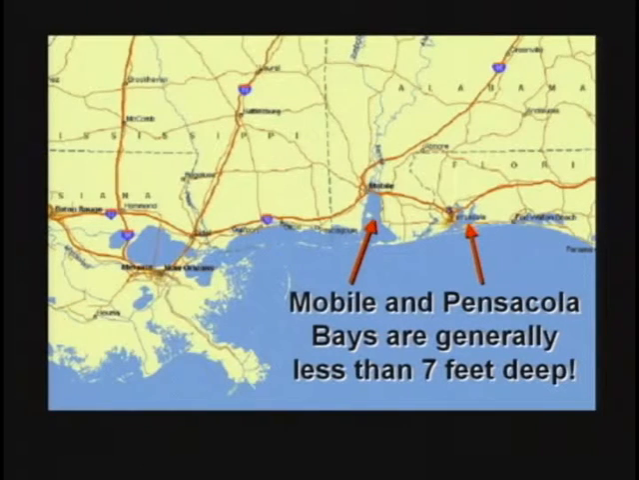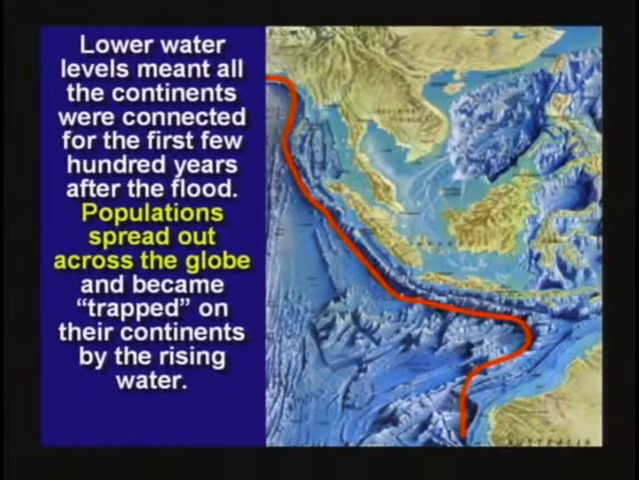Pensacola Bay and Mobile Bay are about 7 feet deep. You can stand up just about any place out there in Pensacola Bay. If you lowered the waters a few hundred feet, Australia would be connected to Vietnam. The water between Vietnam and Australia is very shallow. So the kangaroos, people say, how did the kangaroos get to Australia? They hopped. That's how they get everywhere.